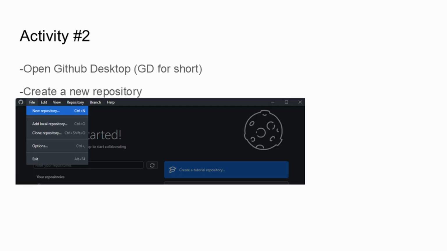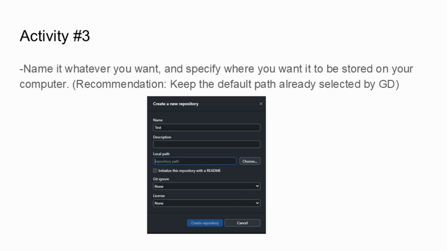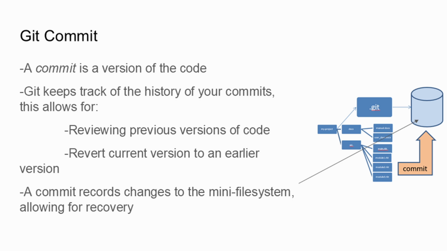So we already did activity 2 since this was a brand new account, created a new repository. Same thing with activity 3. So a commit is like a version of your code, and what Git does is it keeps track of all your commits, which is all your history. And this is very important so that you can look through and you'll have a history from the very beginning till now. You'll have a history of all the previous versions of your code, and if you wanted to, you can always revert back to a previous version if need be.